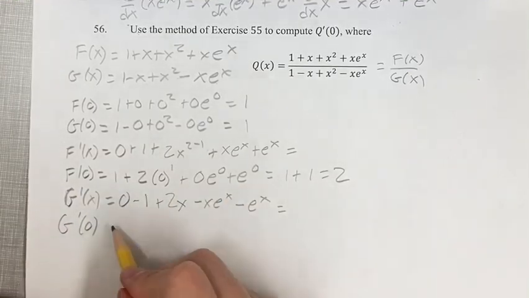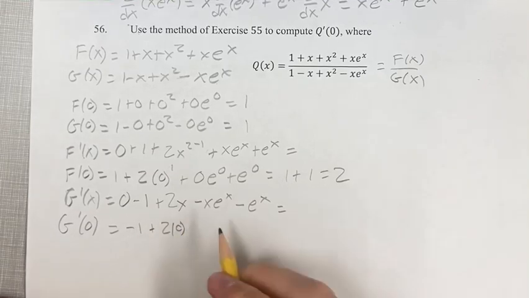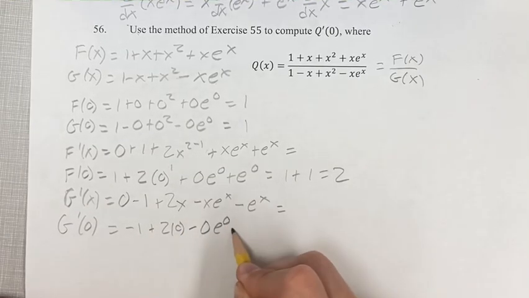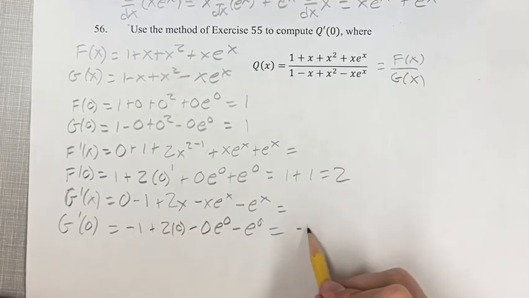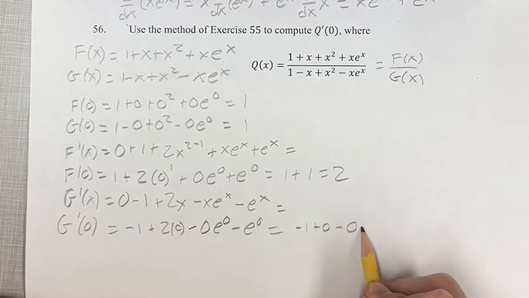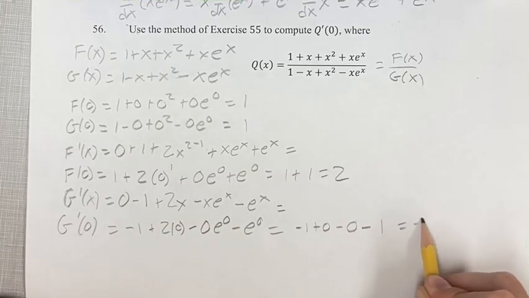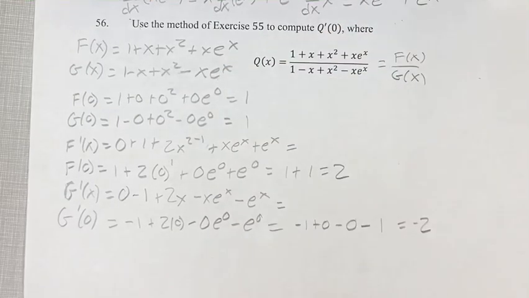So g prime of 0 is equal to 0 minus 1 is negative 1 plus 2 times 0, plugging in 0 for x, minus 0 times e to the 0 minus e to the 0. This is equal to negative 1 plus 0 minus 0 times 1 is minus 0, minus e to the 0 is minus 1, and this is negative 2. Now, why did we go through all of this instead of just calculating the derivative outright?